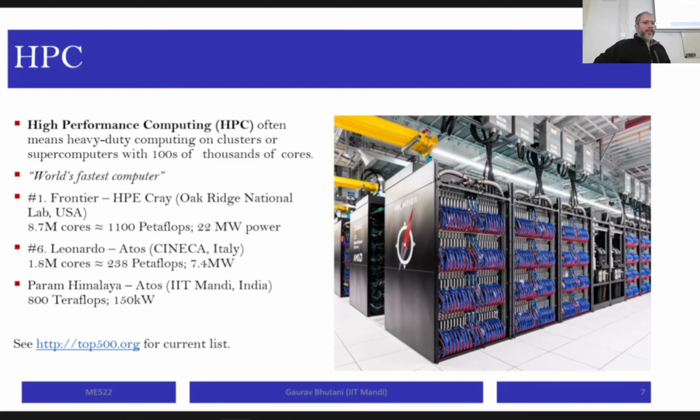I've also put two others. On number 6, we have Leonardo, based in Italy. As compared to Frontier, it's a slightly modest system with 238 petaflops and 7.4 megawatts of power that it runs on. The first one, Frontier, is by HPE Cray. That's the brand, the manufacturer. And this one is by Atos. So different companies make different supercomputers.